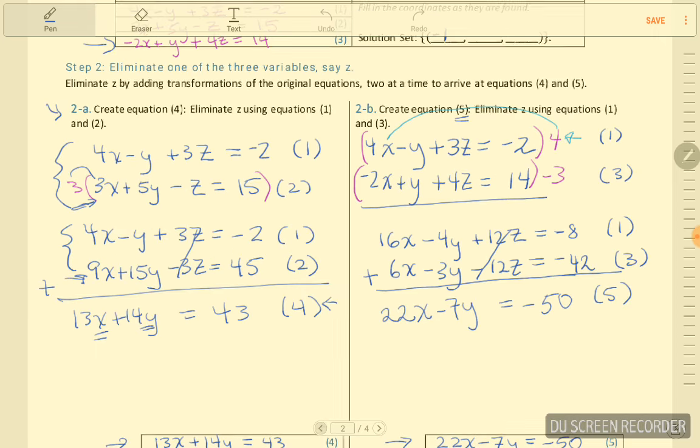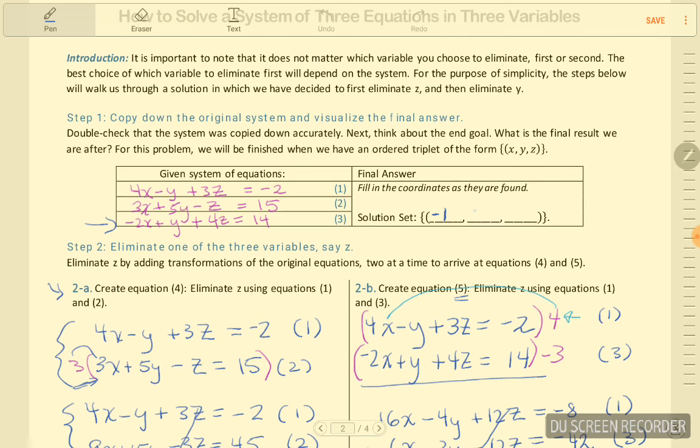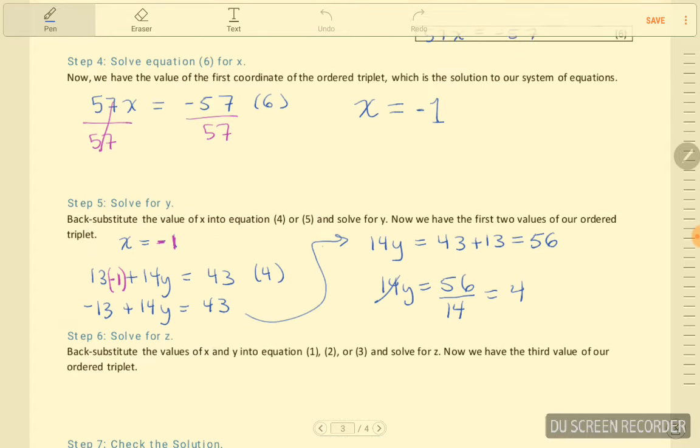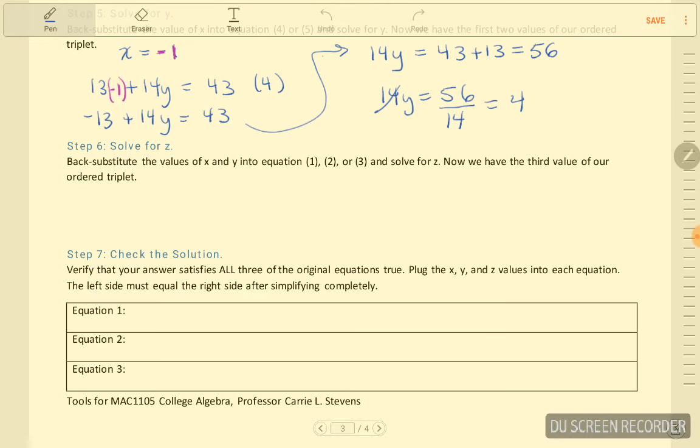So now let me go back to my ordered triplet and put in 4. Okay, next I need to find z. So step 6 says back substitute the values for x and y into equation 1, 2, or 3 and solve for z.